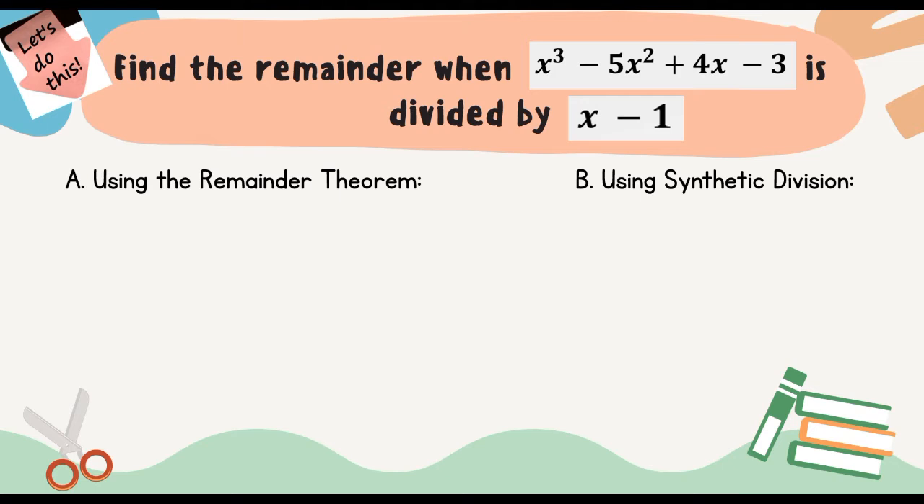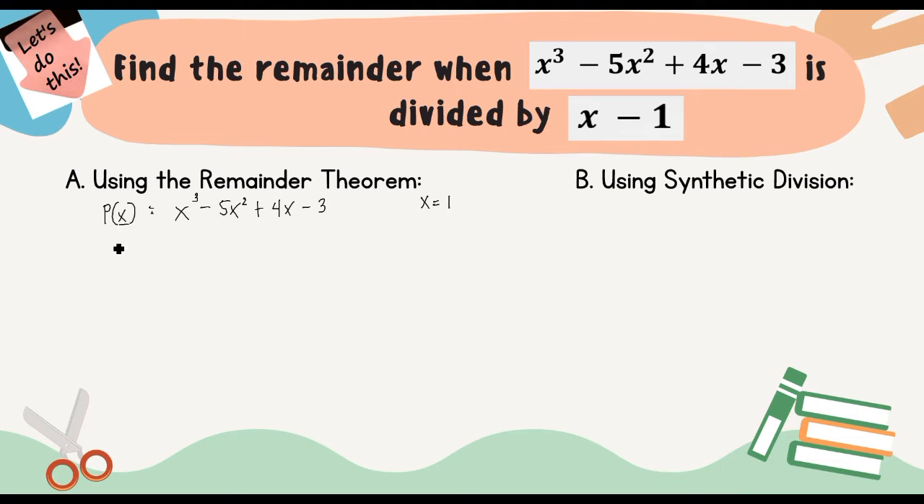Let us find the remainder when x cubed minus 5x squared plus 4x minus 3 is divided by x minus 1. Kagaya din po ng ating synthetic division at ng ating long division, kailangan naka-arrange po ang ating exponent from highest to lowest. As you can see, naka-highest to lowest naman po ang ating exponent. Ngayon, we will have p of x is equal to x cubed minus 5x squared plus 4x minus 3. And then, ang magiging x is equal to c natin. Ang c natin ay positive 1.